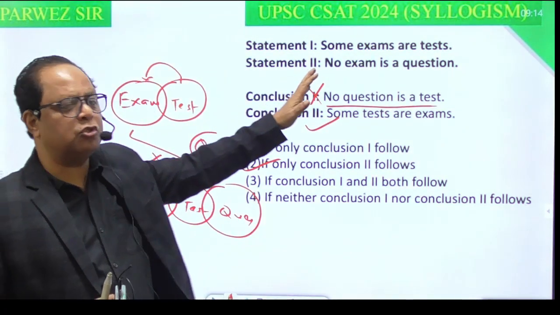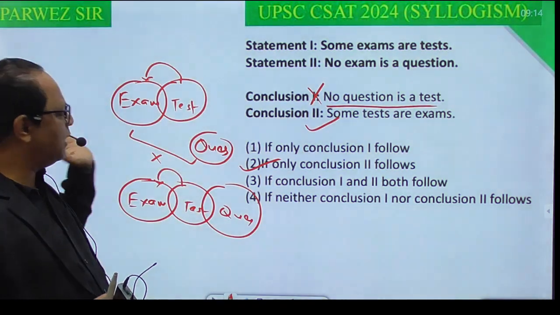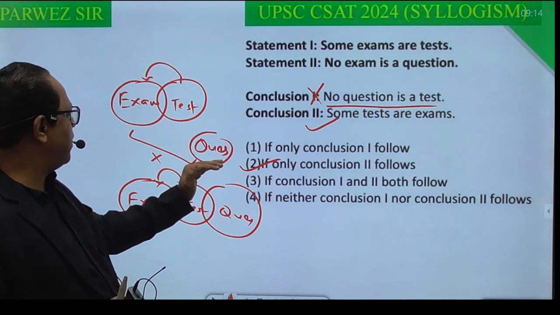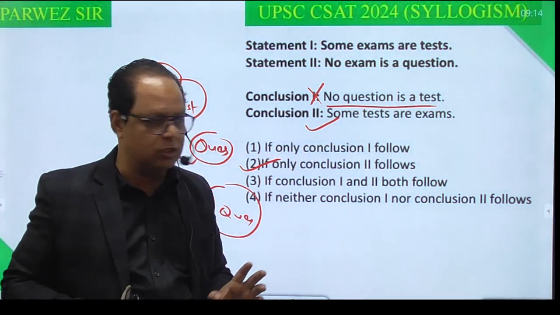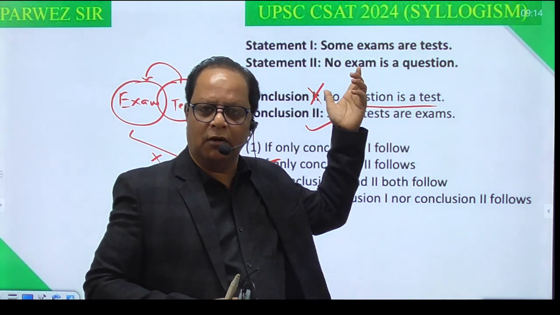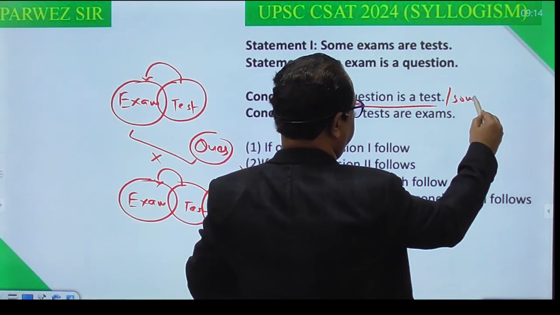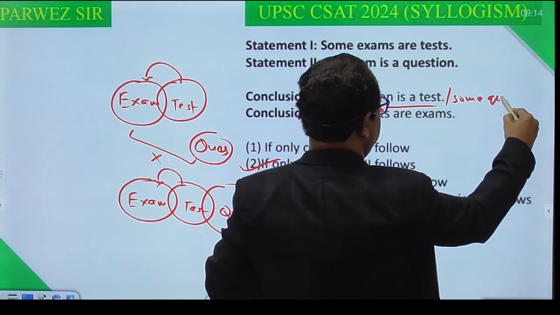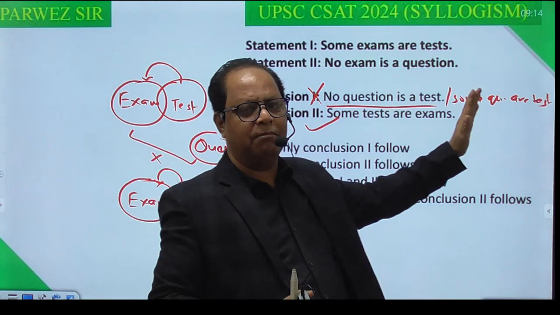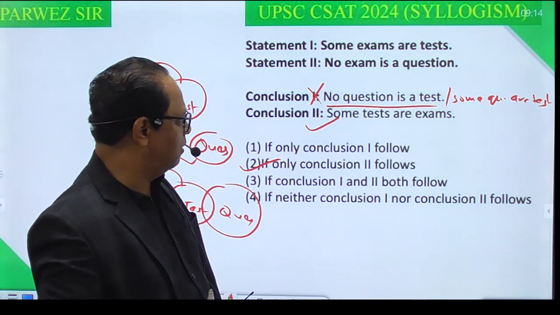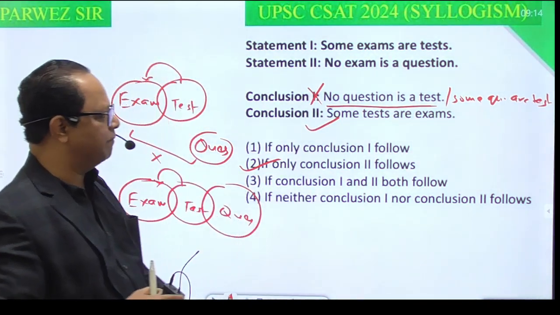So here the first option will be wrong and the second will be correct. No question is a test and some questions are test: there is a possibility, so we cannot take the first option as right. The first option will be wrong because of the possibility of the statement some questions are test. I will tell you in the next example when and how this possibility comes. So here the first option will be wrong and the second will be the right answer.